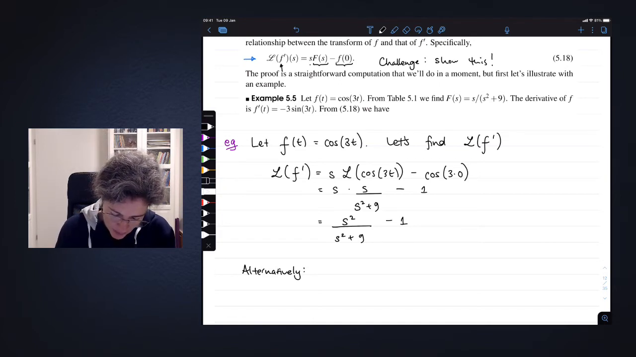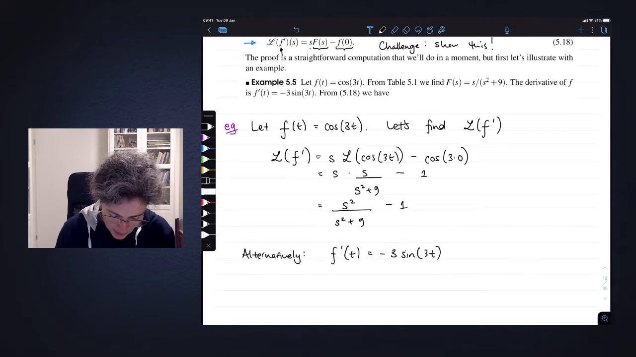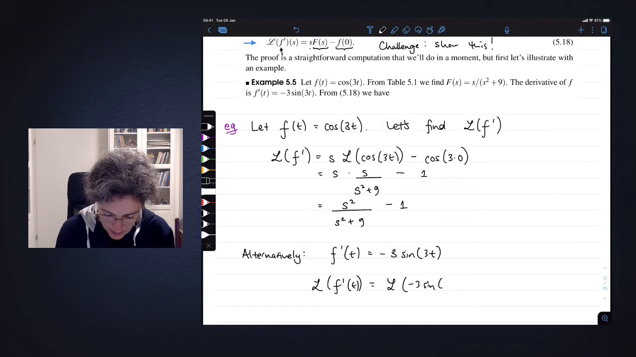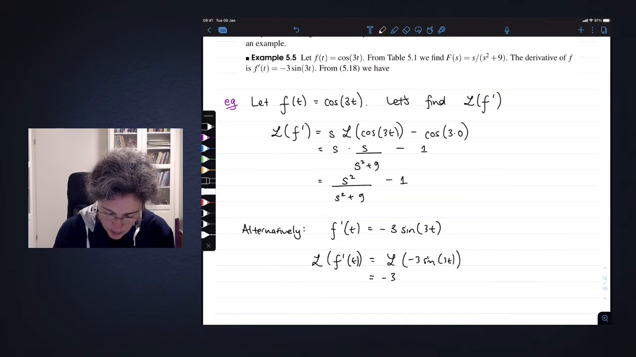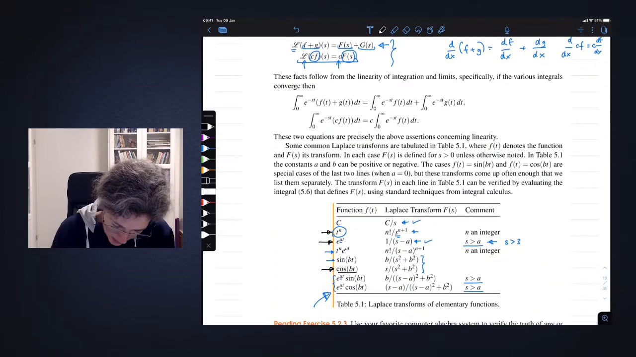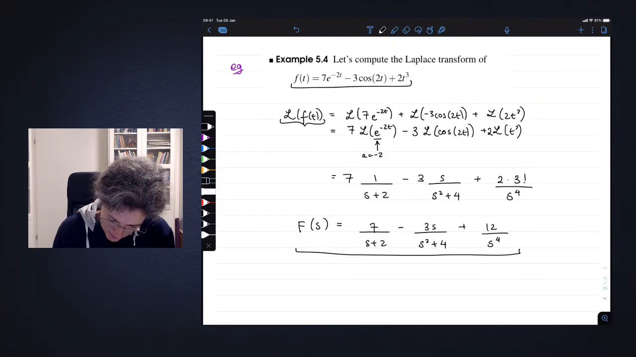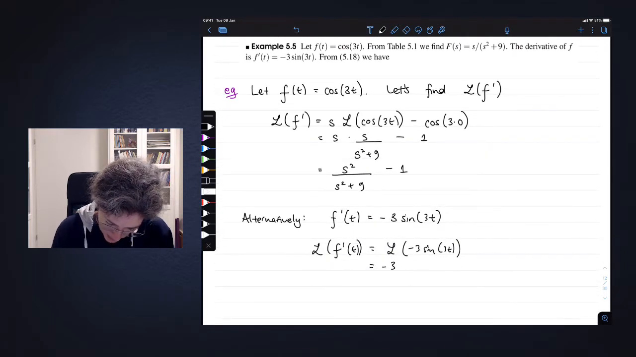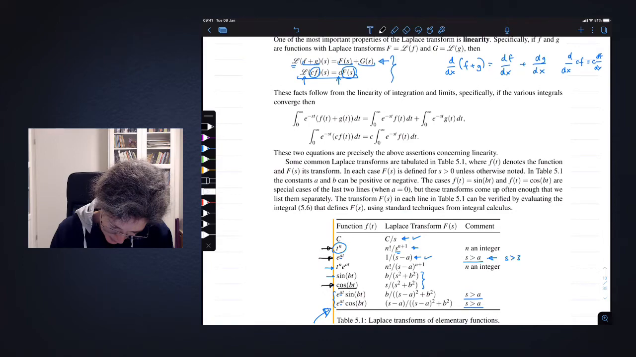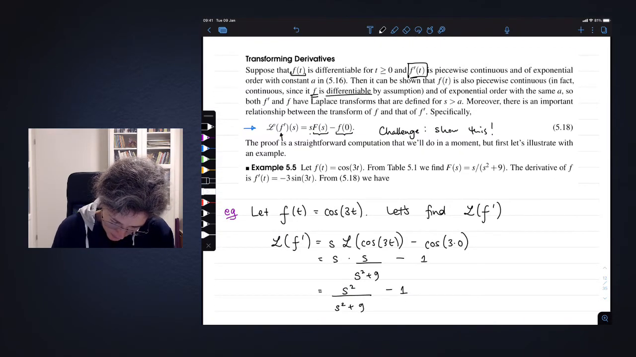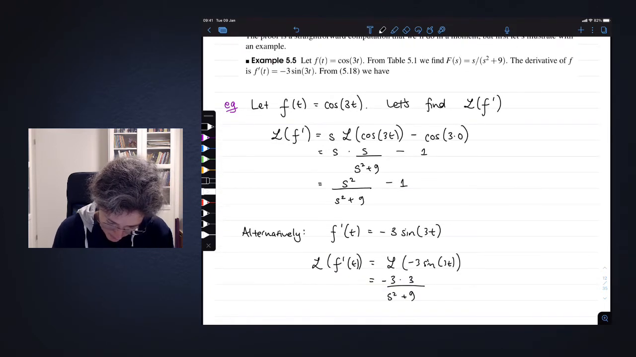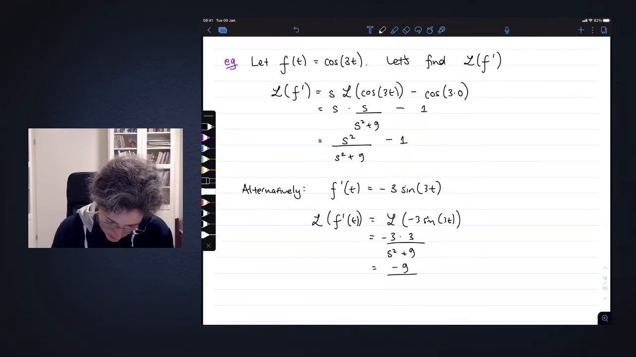Let's find the first derivative. So f dashed of t is going to be minus 3 sine of 3t. So we could just go straight ahead and find the Laplace transform of minus 3 sine of 3t. And using the rules that we know, we get minus 3, and we need the Laplace transform of sine, which is b over s squared plus b squared. Our b here is 3, so that's b over s squared plus 9, which is equal to minus 9 over s squared plus 9.